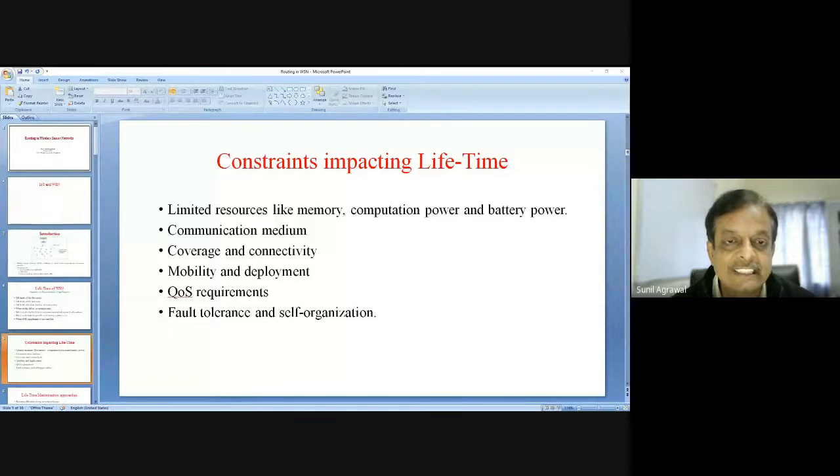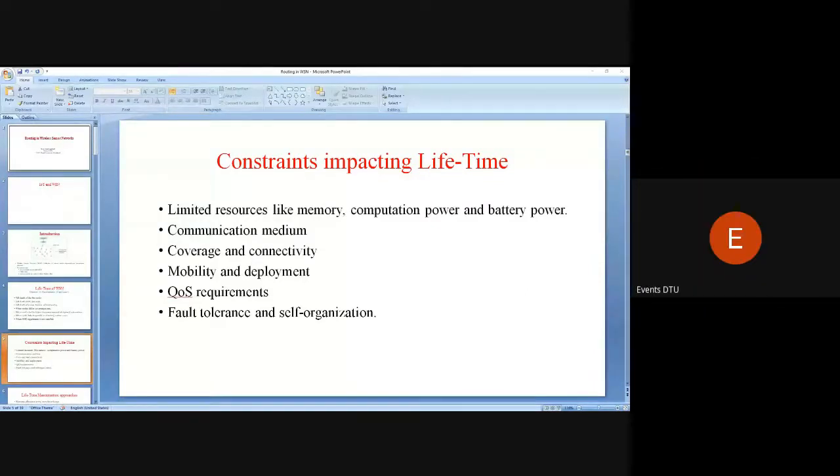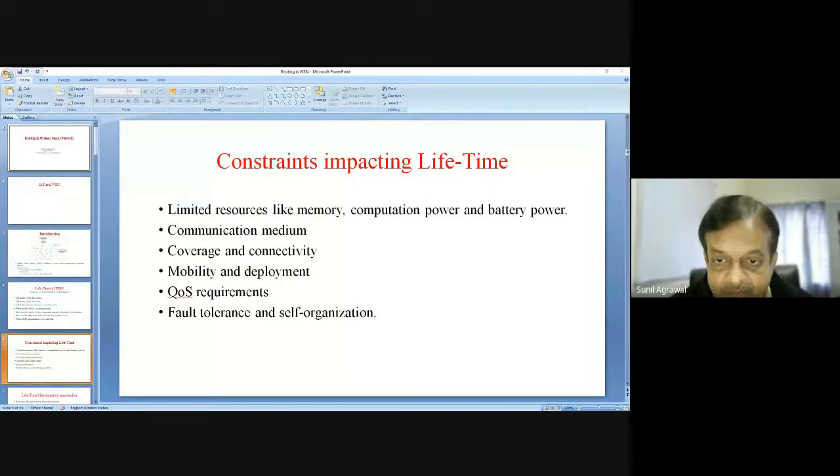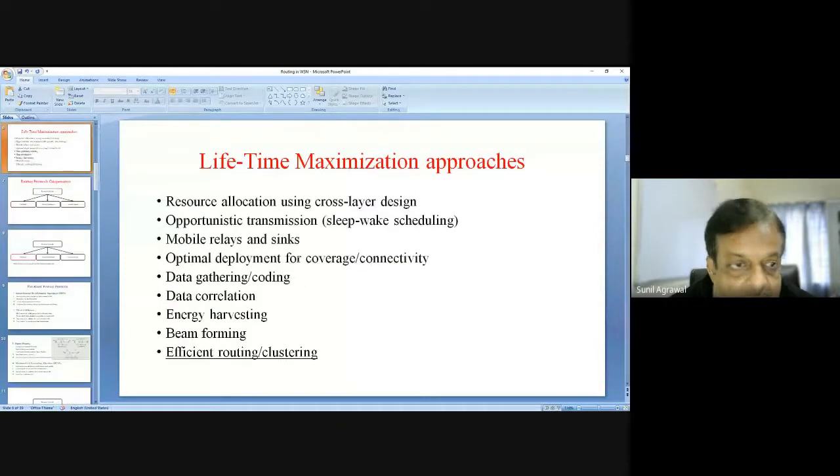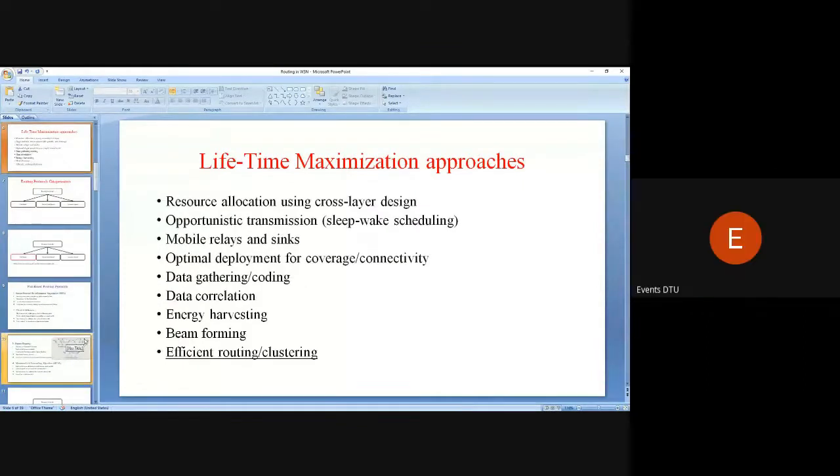Now, can you see the next slide, lifetime maximization approaches? Is it visible? Lifetime No, maximization. no, no, sir, no, sir. Sir, Okay. you just click on that. Now we can see, sir. We can see now.